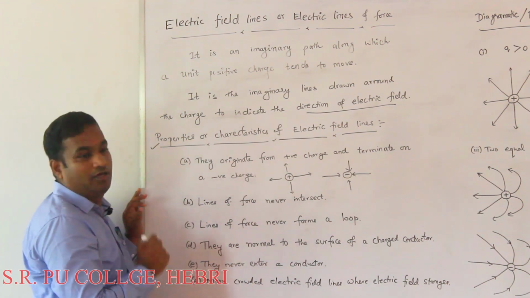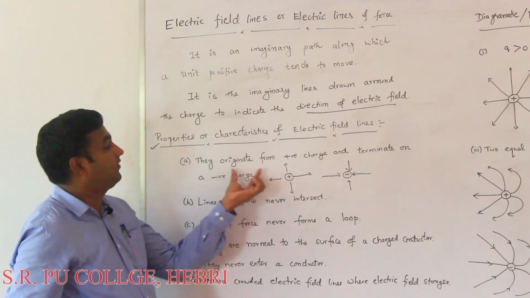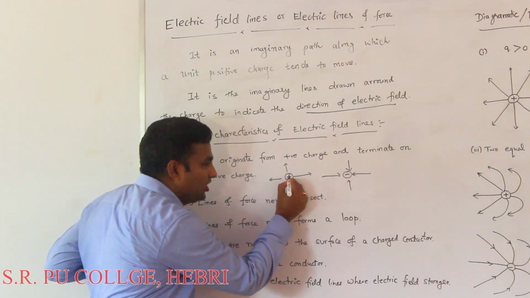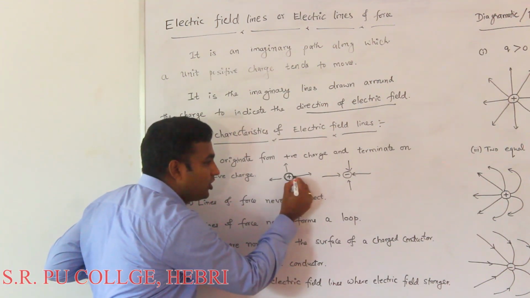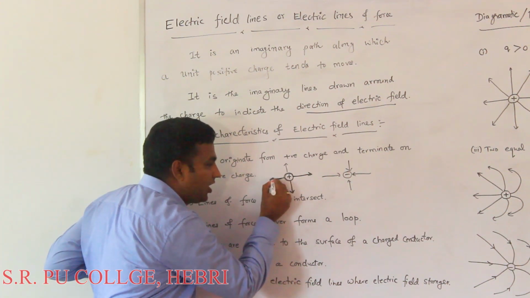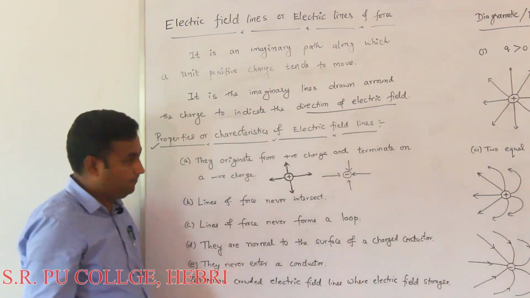First important basic property or characteristic is the electric field lines originate from positive charge. The diagram is like this. If we take a positive charge, electric field lines originate from positive charge. That means from positive charge the electric field lines will come out. That indicates that positive charge provides a diverging field.